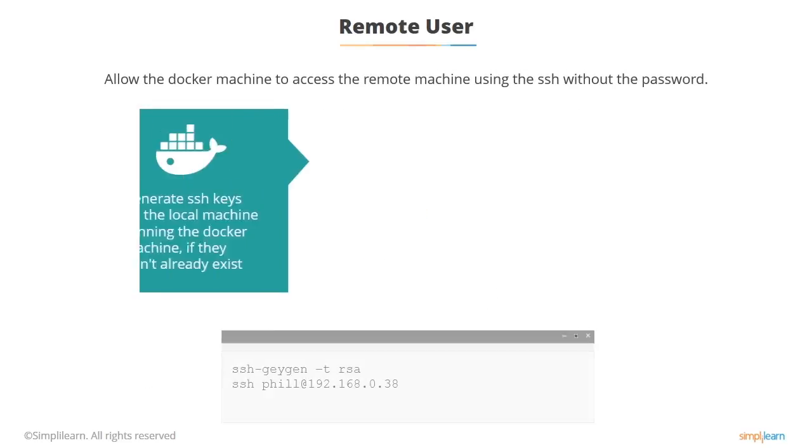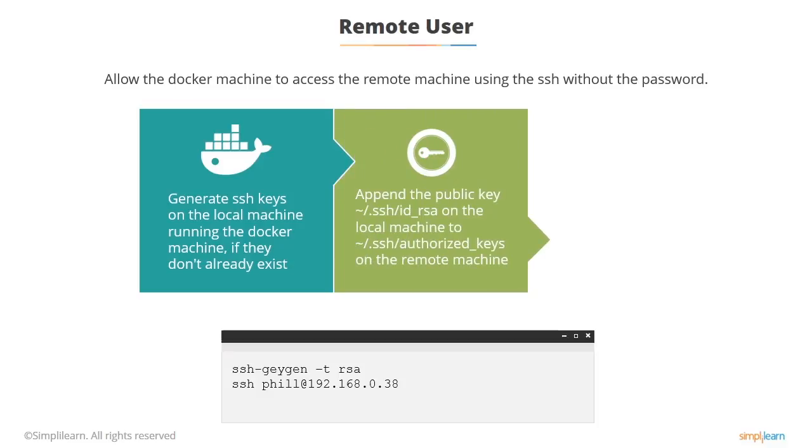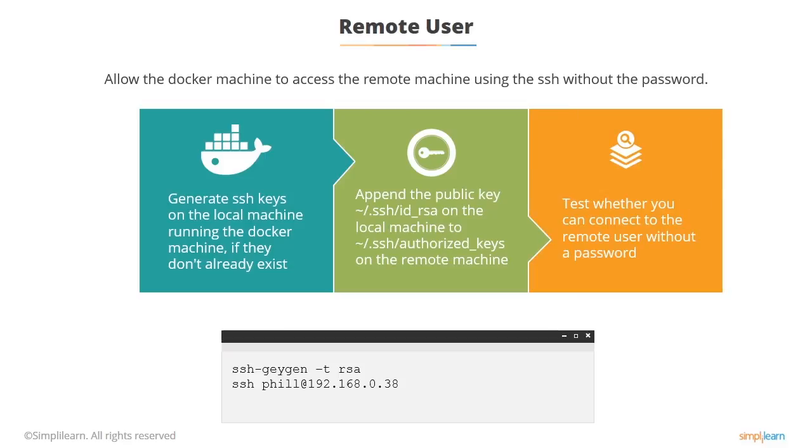Then you need to do the SSH thing. You need to be able to allow the Docker machine to access the remote machine using SSH without a password. And that means doing the key stuff. You have to generate the keys and then copy the public key to the authorized key on the remote host, so that you can access via SSH without a password.